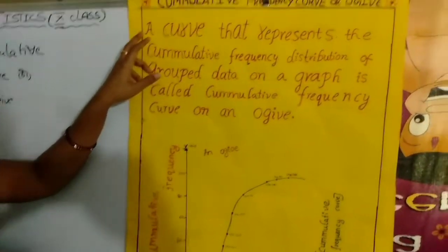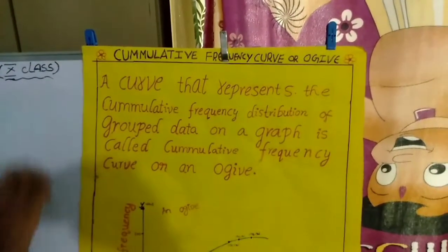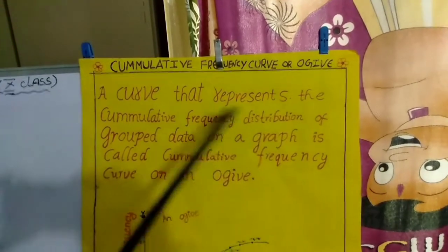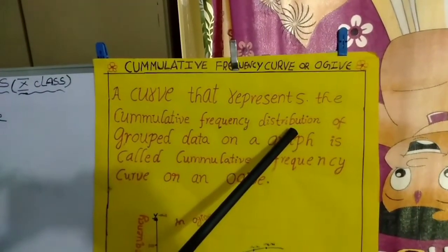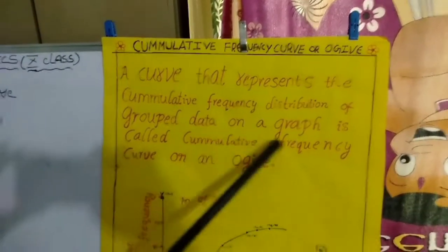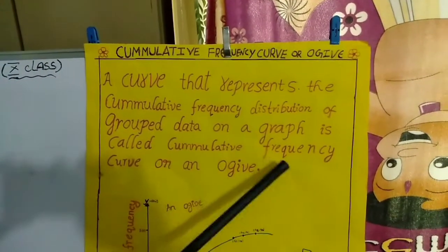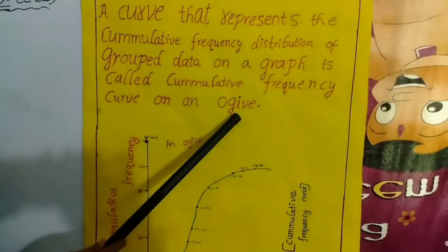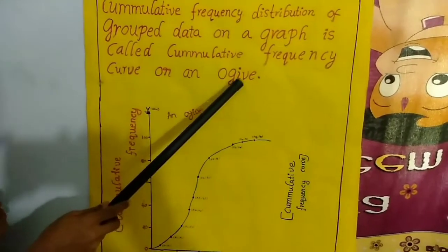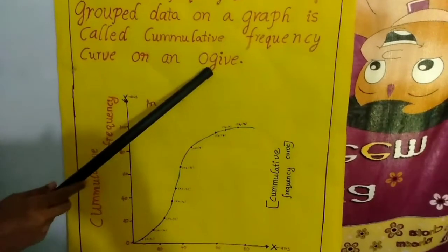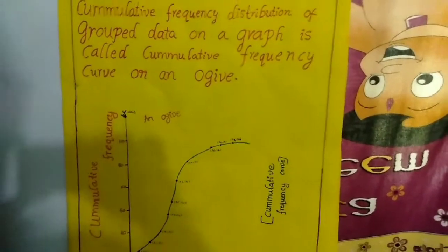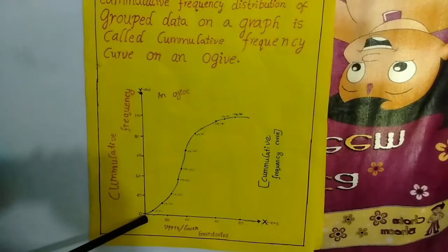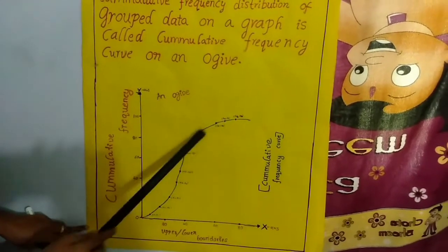Once again I will repeat. What is a cumulative frequency curve? A curve that represents the cumulative frequency distribution of grouped data on a graph is called a cumulative frequency curve, or an ogive. The word ogive is derived from the word ogee, which means elongated S-type. So this is the cumulative frequency curve graph. It is in the shape of an elongated S.